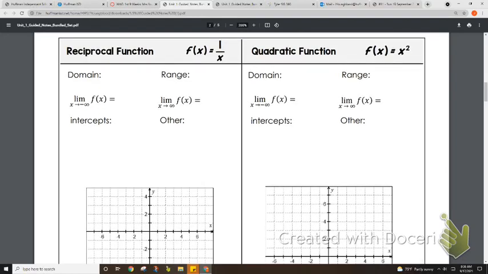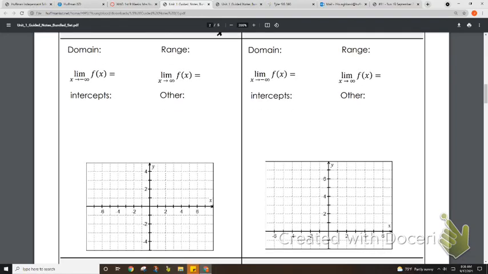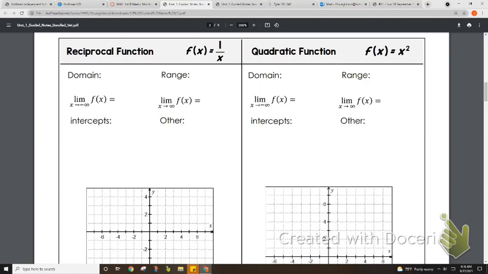The reciprocal function, f of x equals 1 over x. All right, so we can do the same thing. We can make ourselves a table. All right, and so let's see if we put 1 over negative 2, 1 over negative 1, 1 over 0 is undefined. That tells us there's a vertical asymptote there, remember. Can't have 0 on the bottom of the fraction. 1 over 1, and then 1 over 2.